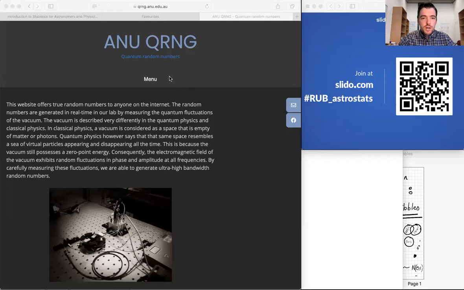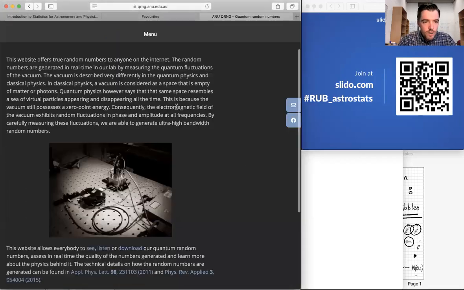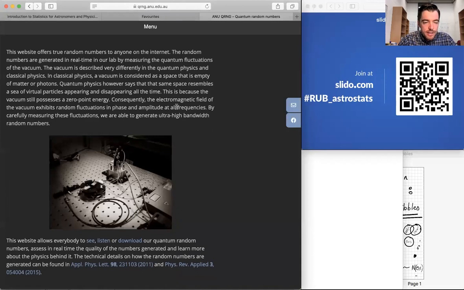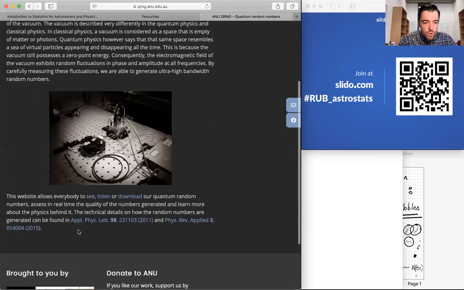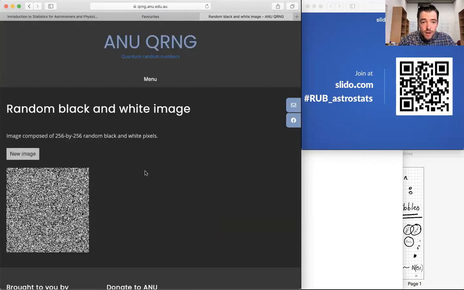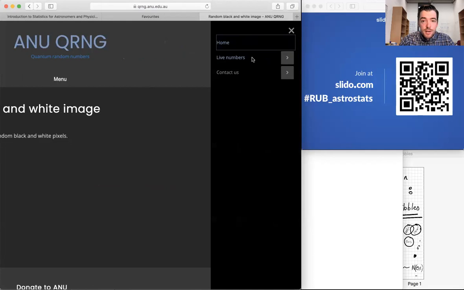Right, so this is the website from ANU. One of the neat things about the website is that it has a bunch of tools that you can use to actually visualize the random numbers, right? So here's an example. This is a totally white noise random image generated by the random fluctuations that they're observing right now in this experiment.